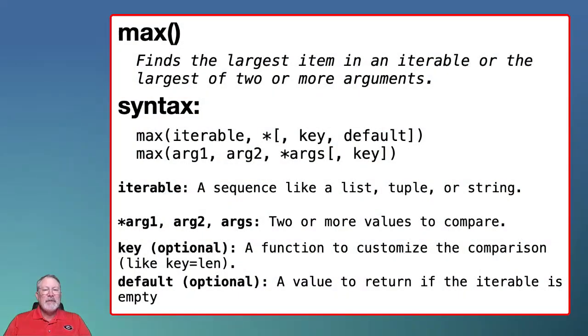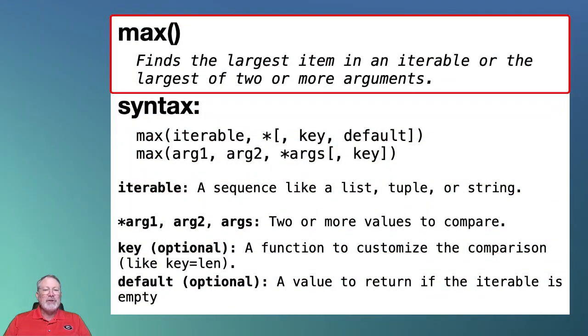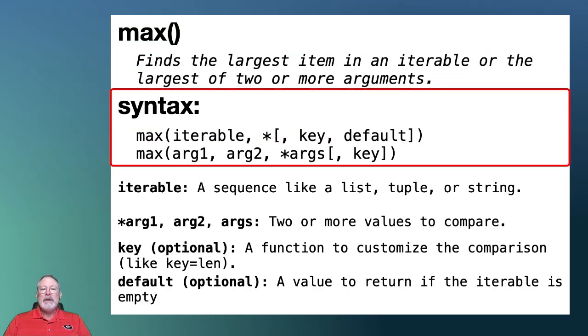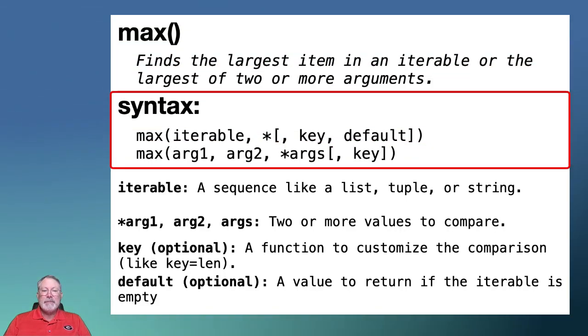What is max? It's a Python built-in function that returns the largest item in an iterable or the largest of two or more arguments. Here's the possible syntax. We can use max with an iterable. We can provide a key and a default. Or we can use max and list various arguments that we want to find the max for. We could also provide a key.